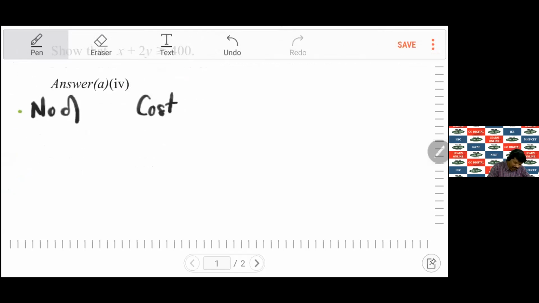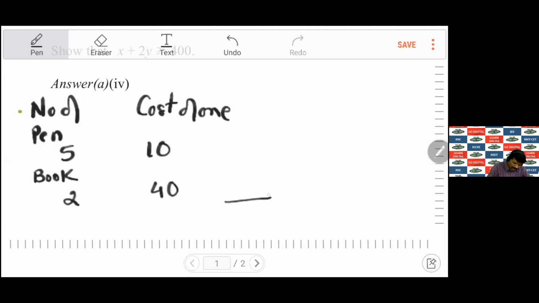So you went to a shop, and you purchased pens. The number of pens was 5, and the cost of 1 pen was 10. The second product you purchased was a notebook. You purchased 2 books, and the cost of 1 book was 40.